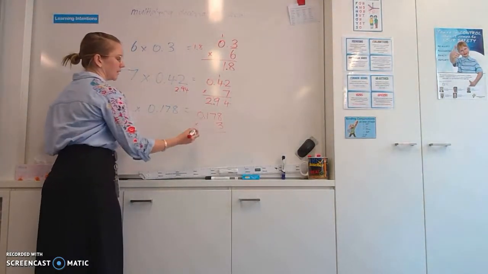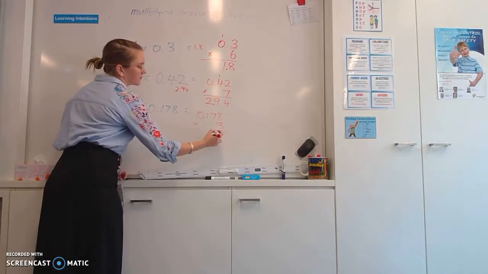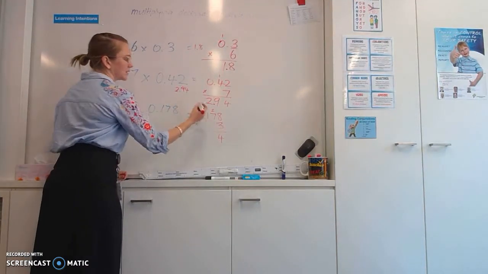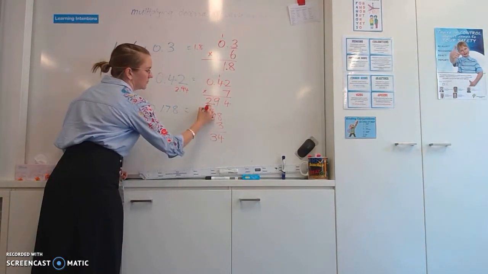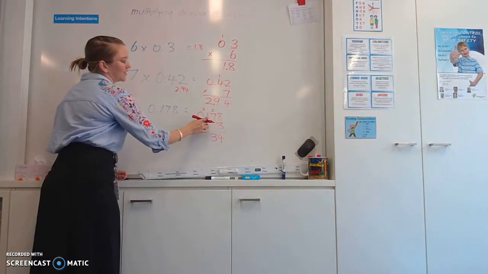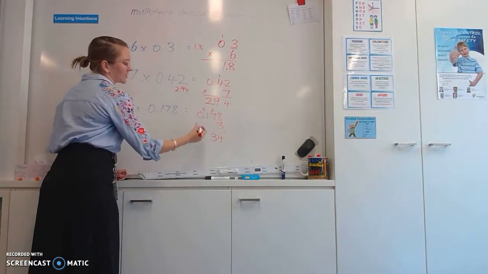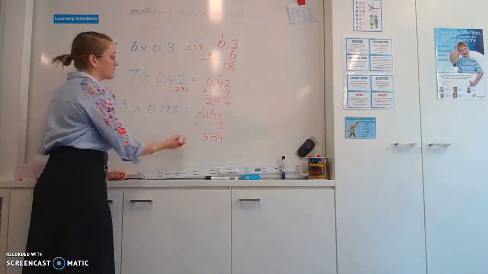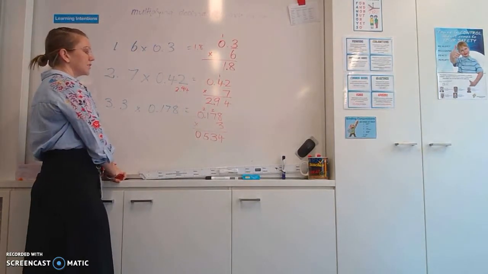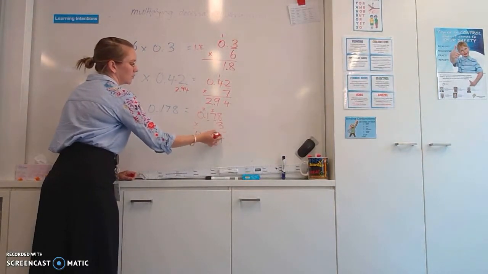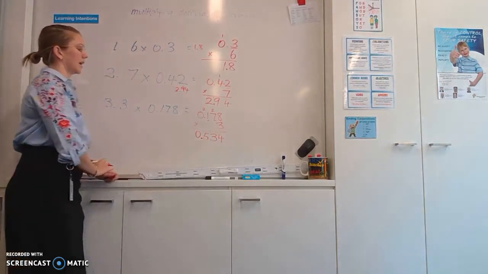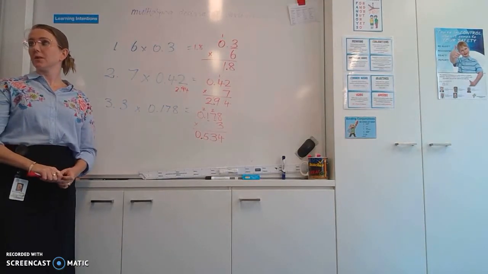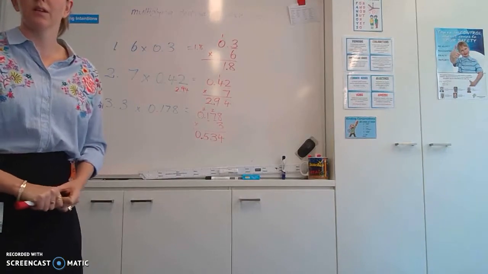Okay, 3 numbers after. 3 times 8 is? 24. Put the 4 down and carry the 2. 3 times 7? 21. 21 plus 2, 23. 3 times 1 is 3, plus 2, it's 5. Okay, cool. 3 times 0 is nothing, so I don't have to write a 0 right there. Actually, I do. I should. So I've got 3 numbers after. 1, 2, 3. 0.534. Okay, got the idea? Great.